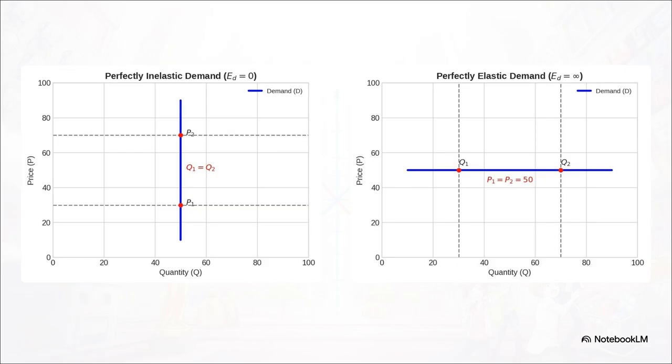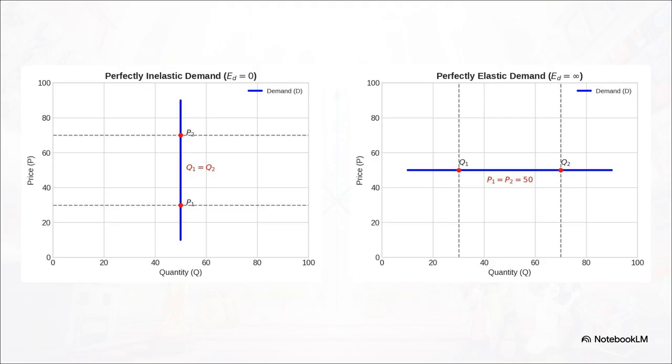And this brilliantly illustrates the absolute extremes of consumer behavior. On the left, we've got perfectly inelastic demand. It's that completely vertical line where elasticity equals zero. The quantity demanded stays exactly the same at Q1, totally regardless of the price. Think of a life-saving medication with zero substitutes. A patient is going to pay literally anything to survive.